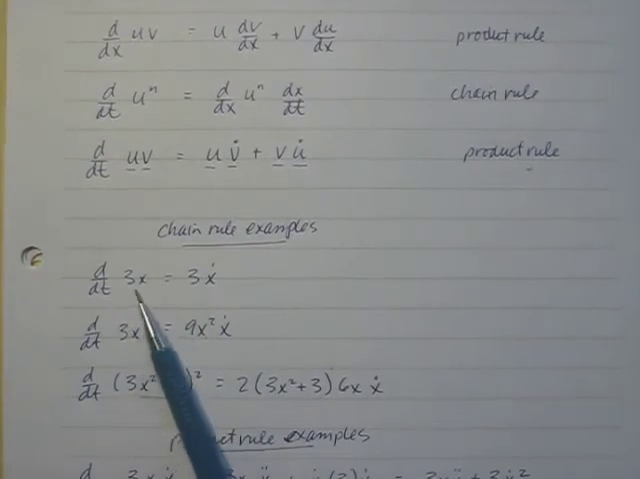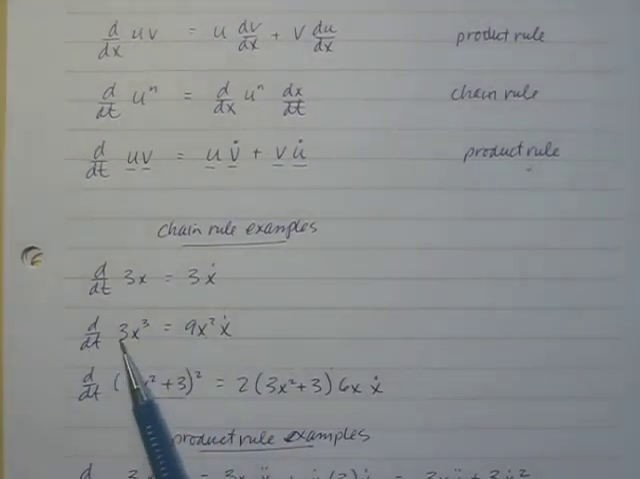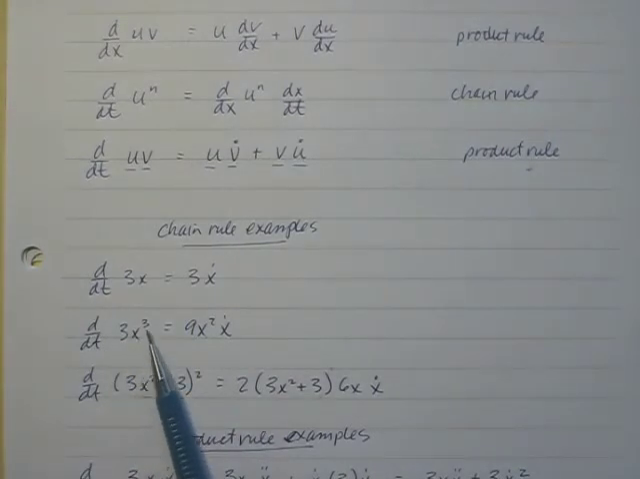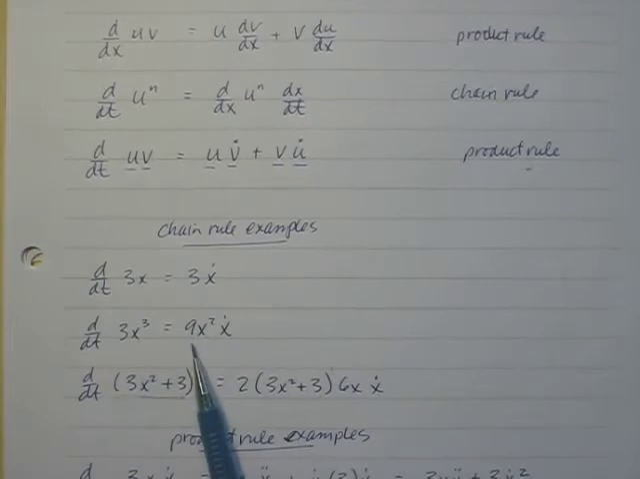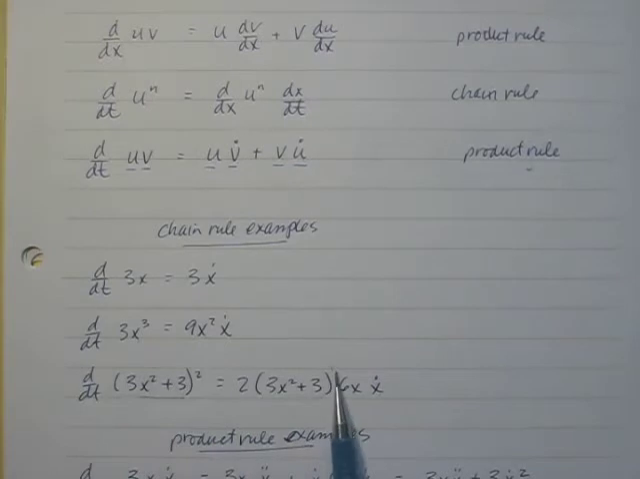If you want to take the time derivative of 3x, that would be 3x dot. If you have x raised to the exponent 3, it'd be d dx, 3x squared, and then we have a dx dt, that's the x dot. Here we have u raised to the n power, so I'm going to say that is 2 times 3x squared plus 3 raised to the 1 power. Now I need du dx, which is the derivative of this part, is 6x, times dx dt.